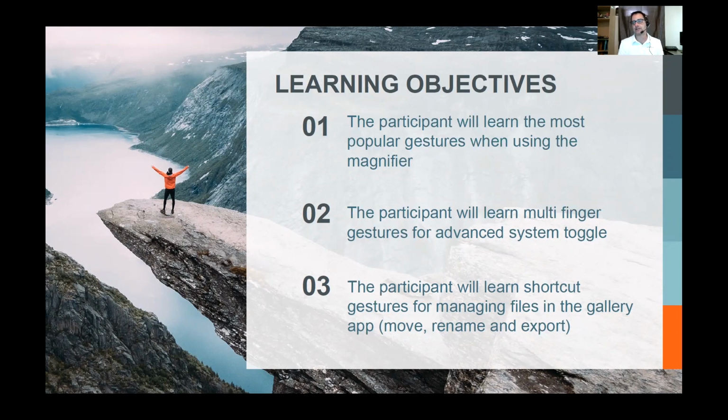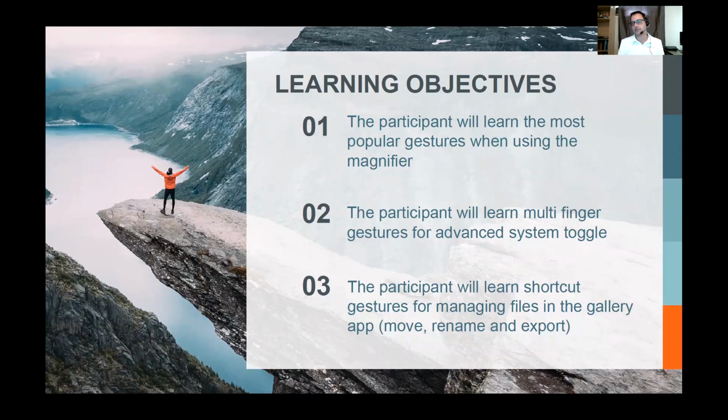The second learning objective: the participant will learn multi-finger gestures for advanced system toggle. That's a preview of the next version that is coming out next month, Prodigi 4.4. You'll have a nice preview of these awesome gestures that we've included in the new version. That's for students or professionals, just to have that quick swipe to toggle between applications in Android or Prodigi, to go quick and be effective in our task.